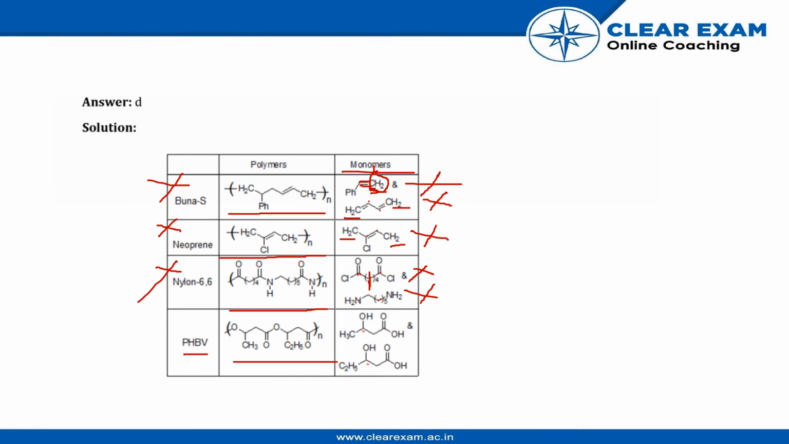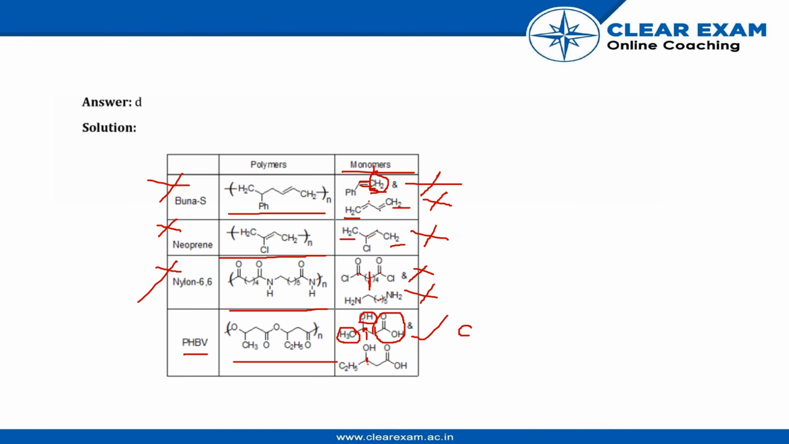Now let's check for the last one, PHBV. In this case, let's look at this carbon. Alright, so see, this carbon has one CH3 group attached to it, one OH group attached to it, one H attached to it, and one COOH group attached to it, right? So it is chiral. Now let's check for the other monomer.